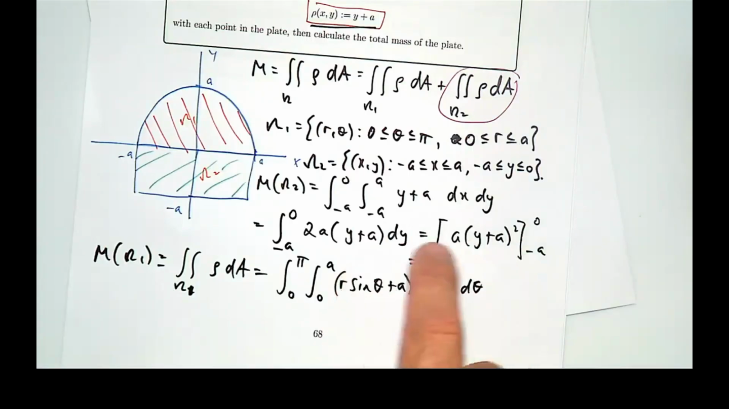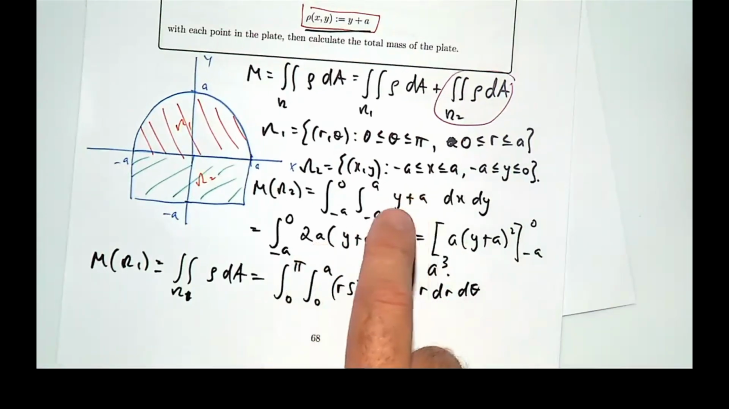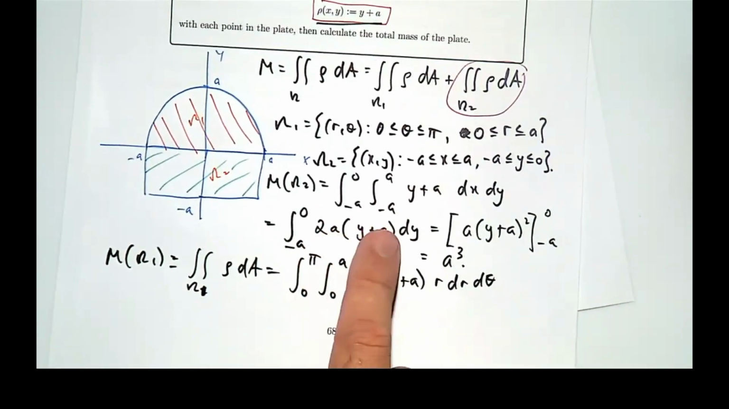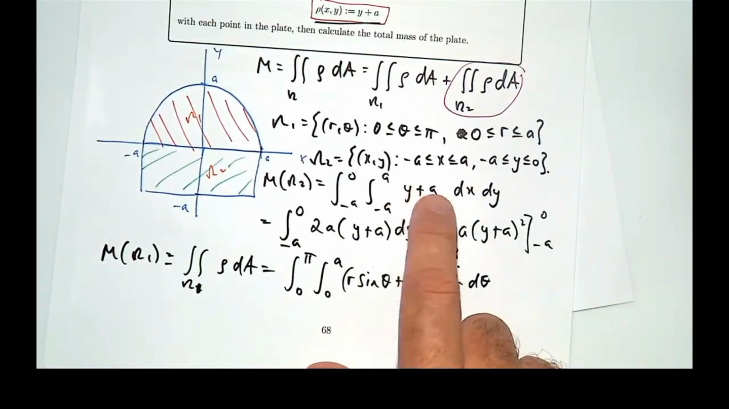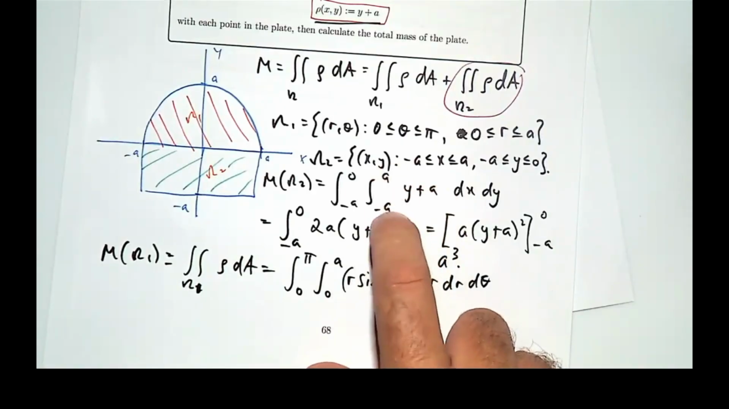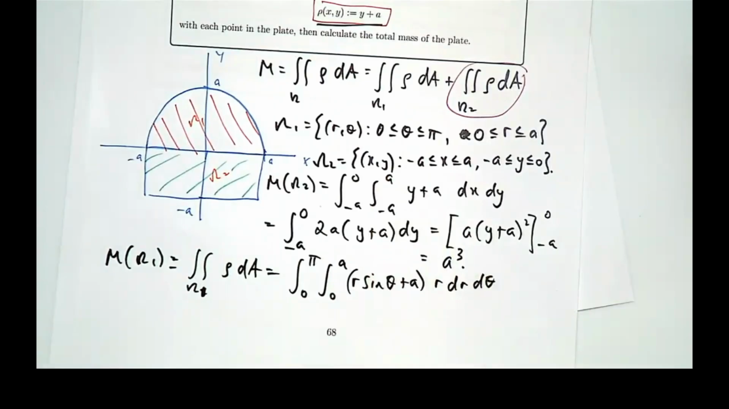2a, where did the 2a come from? When you put in a and negative a, you'll get two lots of that, okay? Because this doesn't depend on x, you basically multiply this by the length between the limits of integration. That's basically what you're doing.